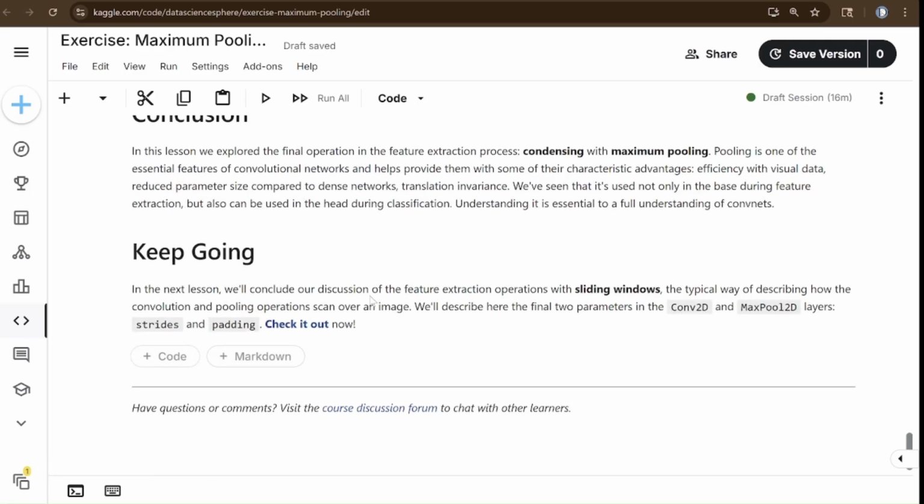Okay. So in the next lesson we will conclude our discussion with sliding windows, the typical way of describing how the convolution and pooling operations scan over an image. We will describe our final two parameters in the Conv2D and MaxPool2D layers, that is strides and padding.